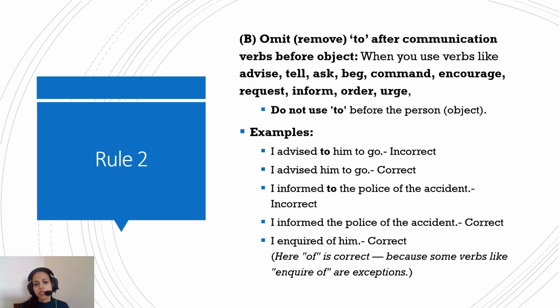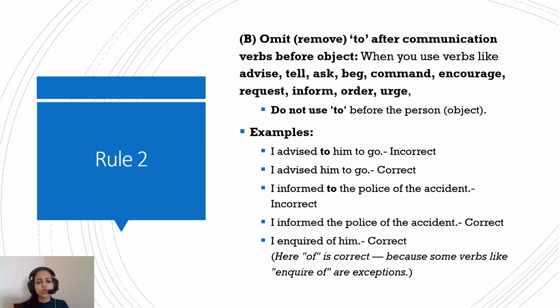Now, part B. Part B says to omit or remove the preposition to after communicative words like object verbs. When you use verbs like advise, tell, ask, beg, command, encourage, request, inform, order, or urge, you do not use the word to before these, because these words again are establishing the direction or the connection. They do not need the word to, and the usage of to is redundant in these cases. So, I advised him to go to market.